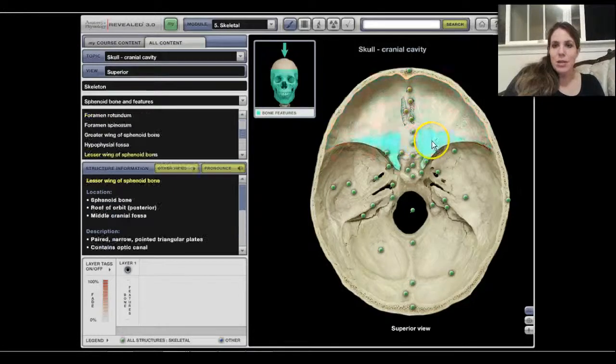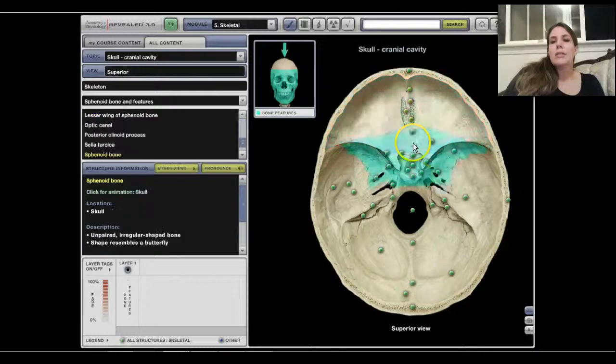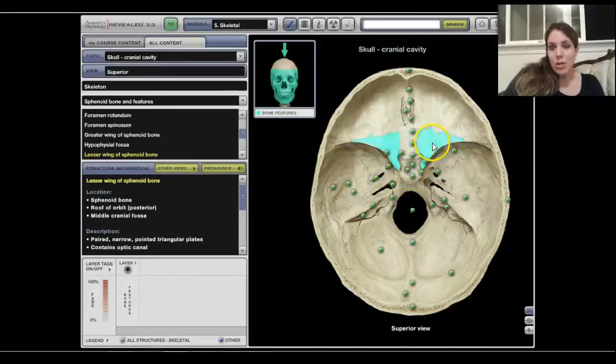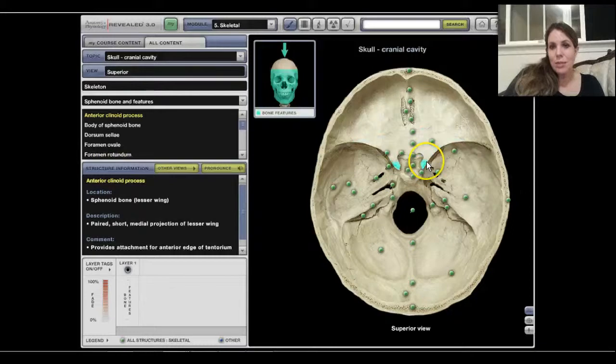Moving on down. So we said that this is your lesser wing of the sphenoid bone, and this is your whole sphenoid bone right here. So this is what you can see of your sphenoid bone from the cranial perspective. Now, going back to your lesser wing, the very tip of the lesser wing is called the anterior clinoid process. Anterior clinoid process. And all of this makes up the body of the sphenoid bone there.